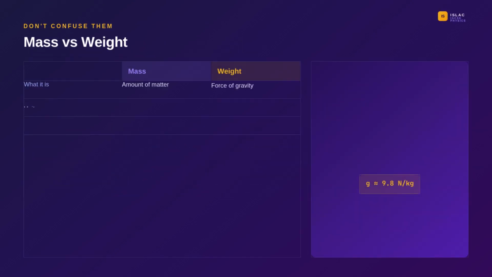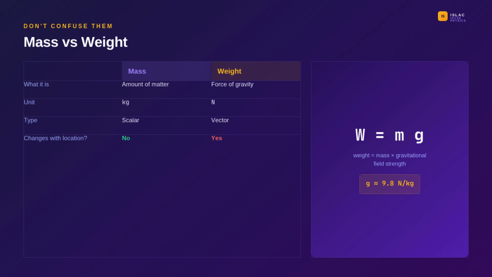Mass and weight are not the same thing, and examiners love to test this. Mass is the amount of matter in an object, measured in kilograms. It's a scalar and it never changes, wherever you are in the universe. Weight is the force of gravity on that mass, measured in newtons. It's a vector, and it does change depending on the gravitational field strength.